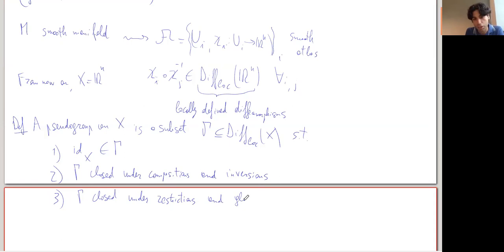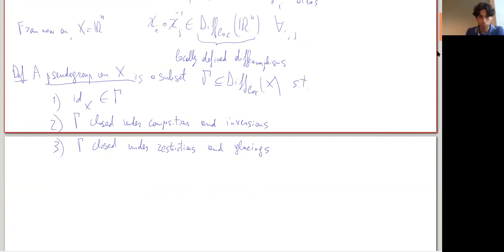So this means that if you take an element of gamma, you can restrict it to a diffeomorphism on a smaller open set of its domain. This restriction should still be an element in gamma. And similarly, if you take many elements in gamma, each defined on its own open set, and you assume that on the union of these open sets there is a bigger diffeomorphism defined, which restricts to the smaller ones, then this bigger diffeomorphism should also be in gamma. So this would be the kind of property that defines what a pseudogroup is.